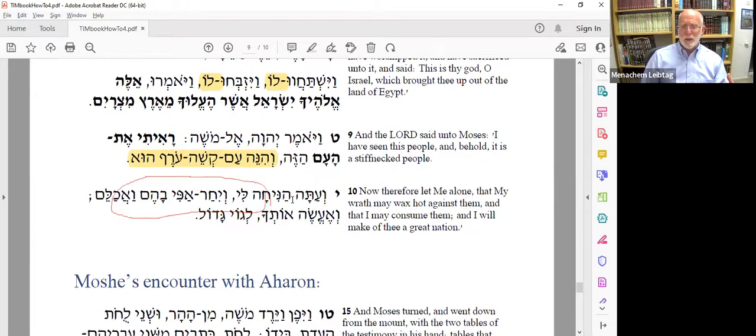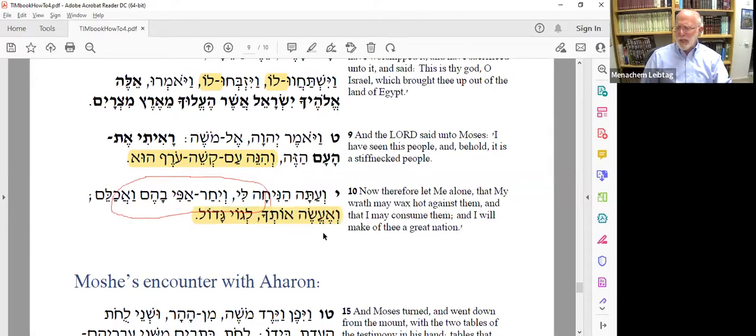So what's God tell Moshe Rabbeinu? Now allow me to let out my anger at them and punish them, eat them up, and I'll make you a great nation. Remember, that's what God promised Avram Avinu. God can't break his promise to our forefathers, but he can fulfill that promise through Moshe or through people like Moshe.